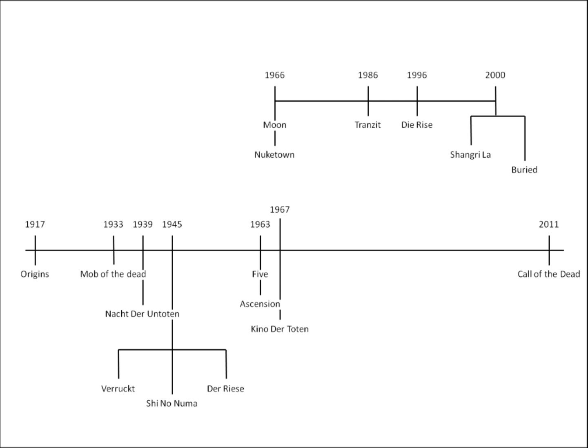So, I'm not getting how this all works out. Moon happens in 1966, as well as Nuketown. So at this point in time is when the bombs are coming down from the moon, and this is Richthofen's grand scheme happening. Bombs are coming down from the moon, hitting the Earth, making them crumbly and crackly in several different parts, as we see in Transit, Die Rise, and Buried. And if Kino der Untoten, Shangri-La, and Call of the Dead are all after this point in time, why don't we see any of these effects?